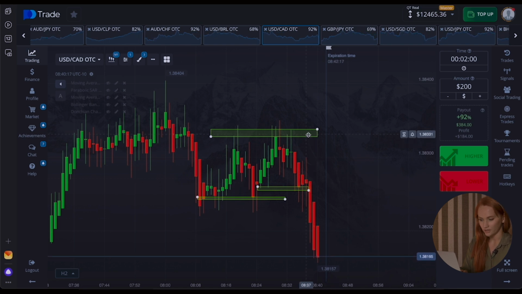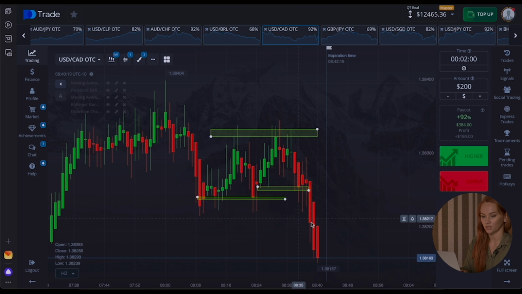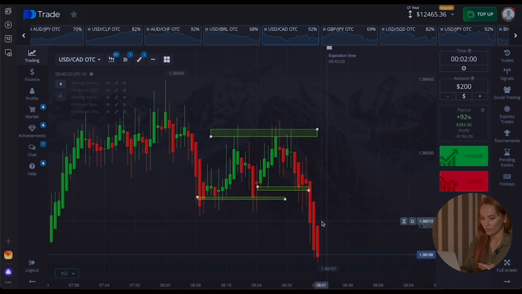Resistance and support lines, what is a breakout? You witnessed the variability and what may happen when a breakout occurs, and what happens when the chart approaches extremum points. And basically, what are the extremum points? So that'll be all.